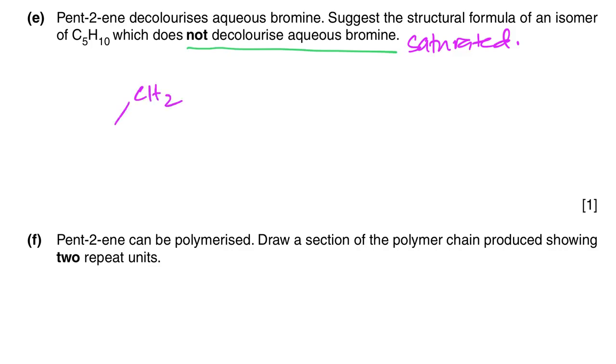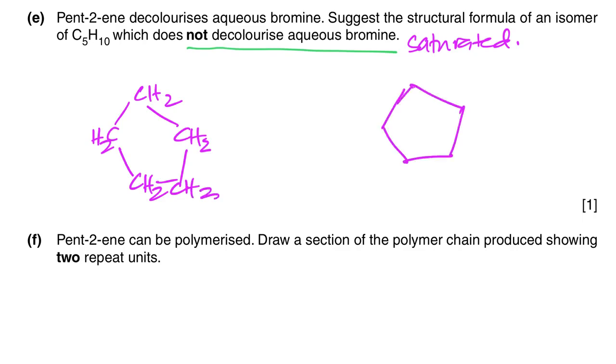So either you draw the 5-carbon structural formula or the skeletal formula of cyclopentane. This is cyclopentane. A cyclic alkane has the same formula as a straight chain alkene with one carbon-carbon double bond.